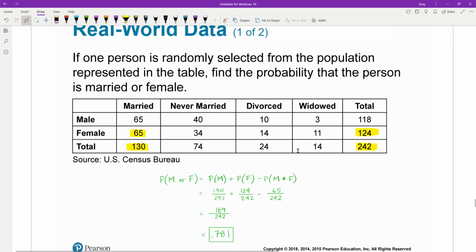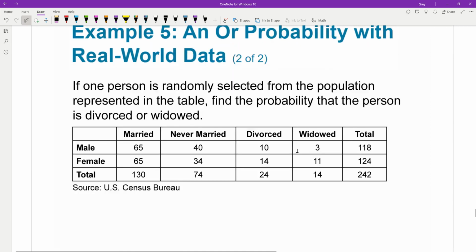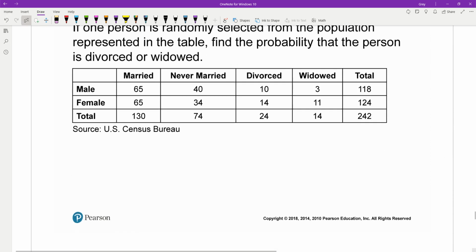Okay, continuing example 5, same set of data, just asking a different question from the data. This time we're going to find the probability that the person is divorced or widowed. So similarly, when you take your lesson check, if you'll write this out, it gives you some partial credit. If you just give me an answer, I can't give you any partial credit. Probability of divorced or widowed is the probability of divorced plus the probability of widowed minus the probability of divorced and widowed.